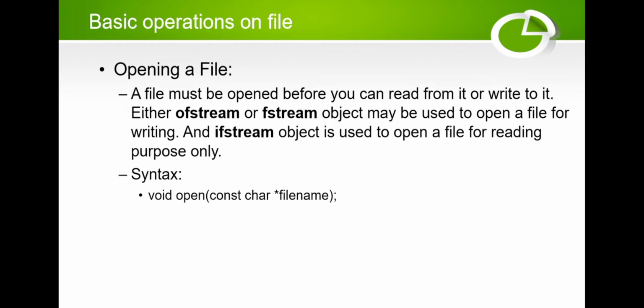So as I mentioned earlier, an object of ofstream is used to open the file and to write data to the file, and an object of ifstream will be used to open a file and to read data from the file. Before doing any operation we have to open a file, and the syntax for the same is void open, and in brackets we have to mention the name of the file.